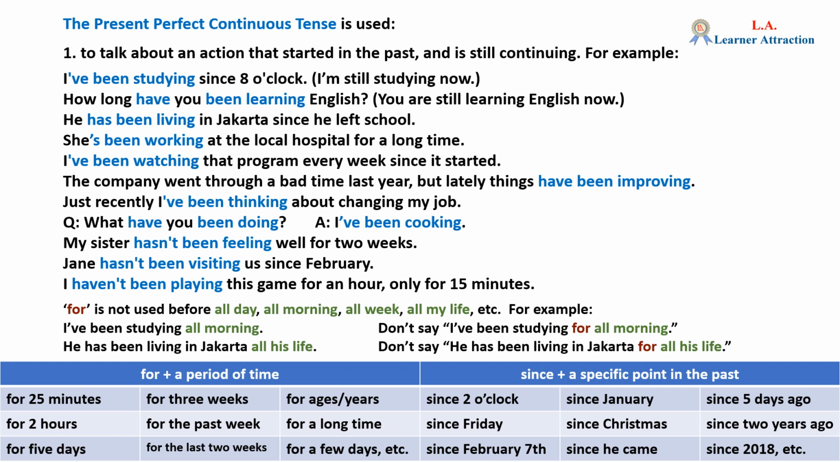Since, plus a specific point in the past. Since 2 o'clock, since Friday, since February 7th. Since January, since Christmas, since he came. Since 5 days ago, since 2 years ago. Since 2018, etc.